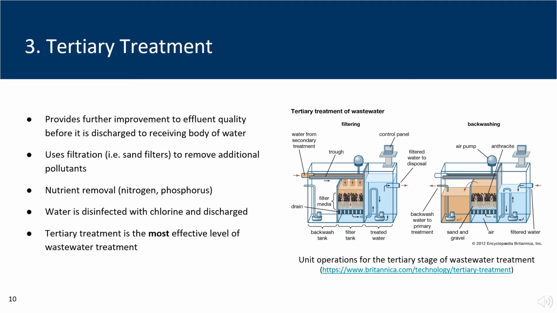This is clean water that is being disinfected for further use. This phase typically uses filtration to remove additional pollutants and nutrients such as nitrogen or phosphorus, and then the water is finally disinfected with chlorine and discharged into a body of water or processed for reuse. This is the most effective level of wastewater treatment.